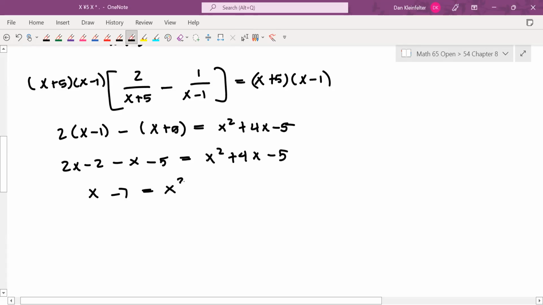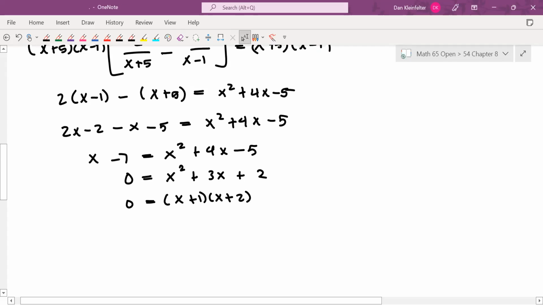The right side, x squared plus 4x minus 5. So then collecting all the terms to the right side, we'll have x squared plus 5x, or rather 3x, and then plus 2. Okay, and that looks a lot better. We'll have x plus 1, x plus 2. Okay, and that factored, right? So that tells me I'm on the right track.